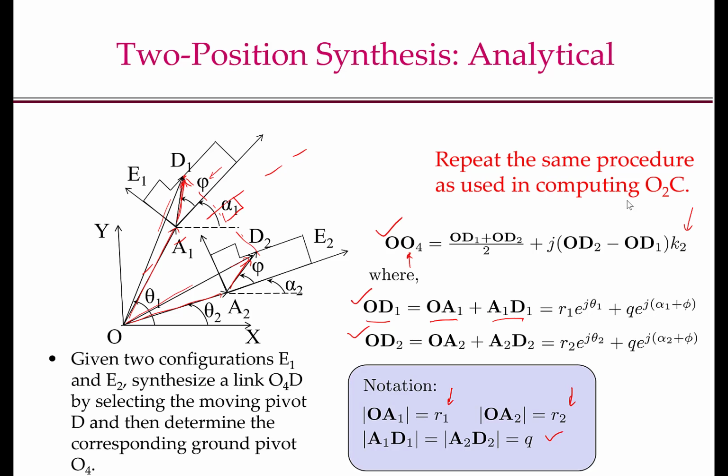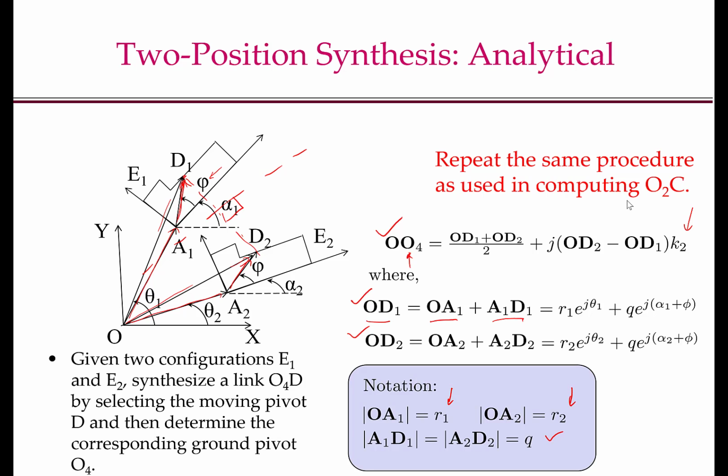Since we have already chosen the moving pivots C and D, after computing the position of the fixed pivots O2 and O4, we have the entire design of our mechanism. We can get all the link lengths from the coordinates of the four pivots. As we have discussed multiple times before, once we design a mechanism, we need to check the quality of the mechanism.